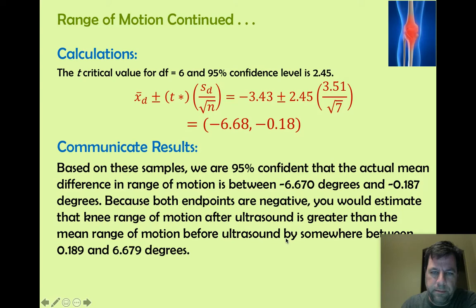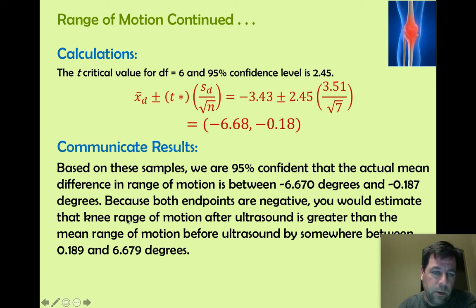All right, PowerPoint. Based on these samples, we're 95% confident the actual mean difference, there it is, the average of the differences. It's not the difference of the averages. In range of motion is between -6 and -0.1. Boy, 0 almost got in there. We could have made that 99%, because as the level increases, your interval increases, right? Going back to my basketball hoop, you were more confident on that swimming pool than you were that basketball goal. We might could have got 0 in there.